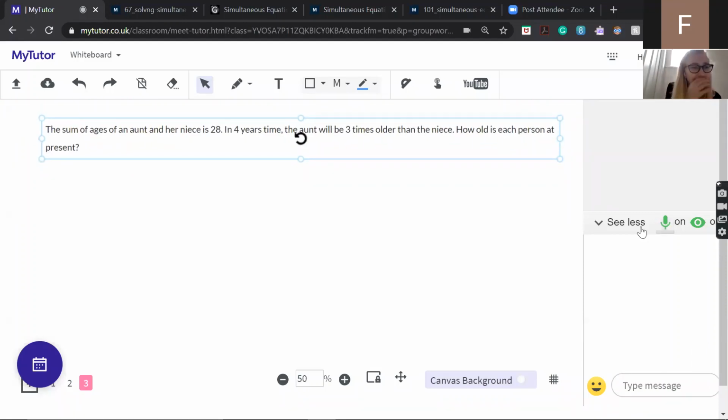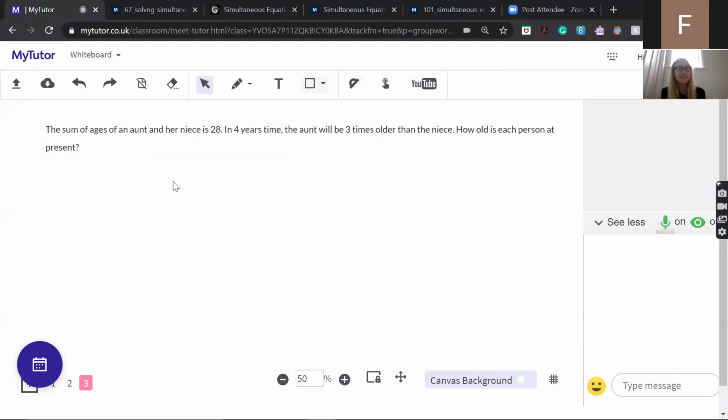So, the sum of ages of an aunt and her niece is 28. In 4 years' time, the aunt will be 3 times older than the niece. How old is each person at present? This doesn't look like it's simultaneous equations at all. It's not what we're used to seeing.